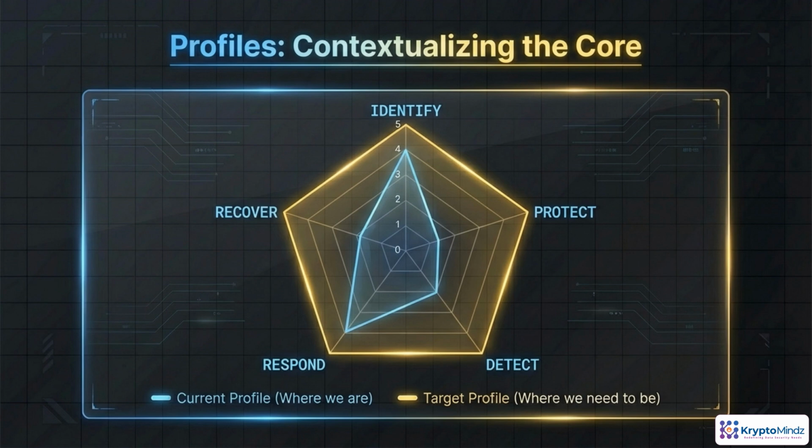Profiles turn the CSF core into a story about your organization. The blue shape represents your current profile. How well identify, protect, detect, respond, and recover outcomes are implemented today. The gold shape represents your target profile, the level of capability you need based on risk, regulations, and business goals. The value lies in the gaps between those two shapes. Those differences translate into concrete projects, budget requests, and a roadmap your leadership can understand and prioritize.